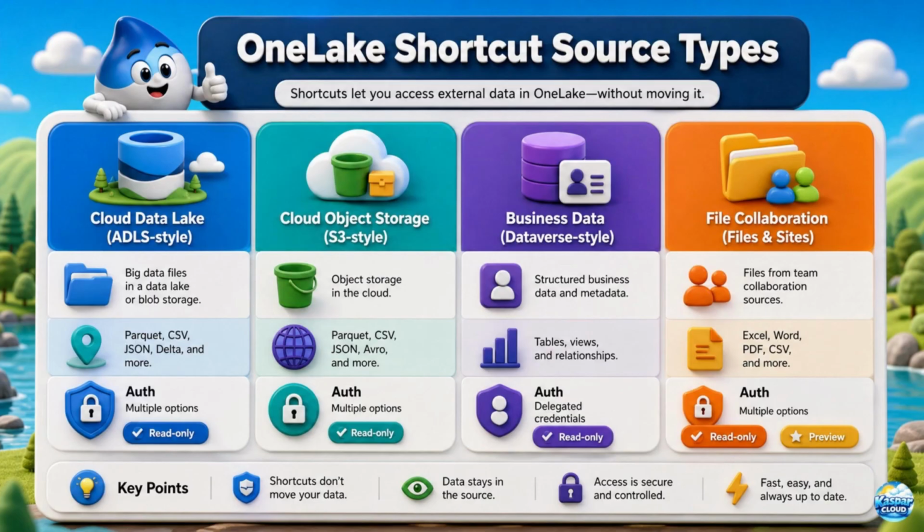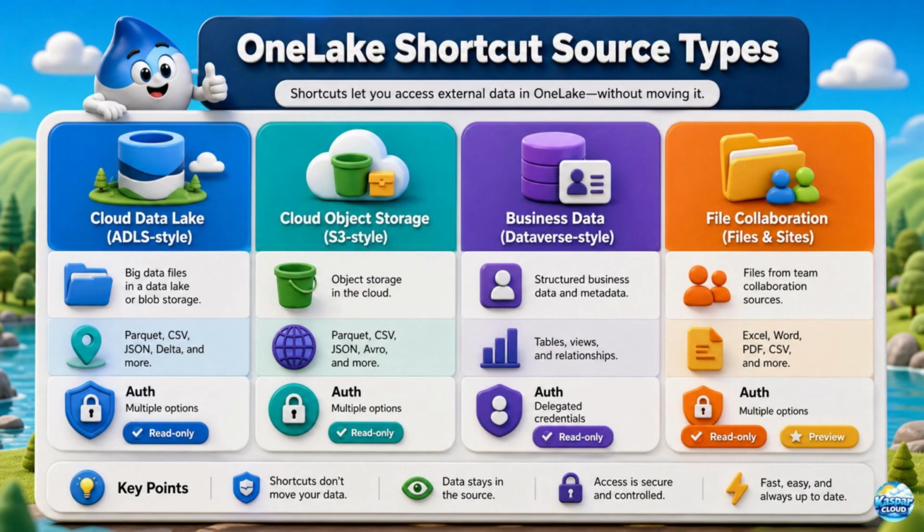OneLake supports several shortcut source types, each with its own authentication model and limitations. ADLS Gen2 shortcuts use a delegated authorization model where the connection is configured with credentials such as organizational accounts, service principals, workspace identity, shared access signatures, or account keys. These shortcuts must point to supported DFS endpoints and follow specific path requirements.